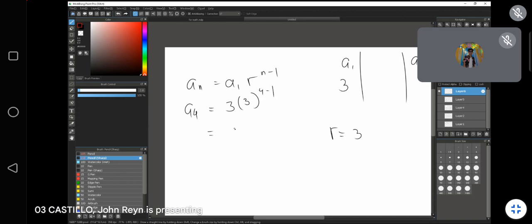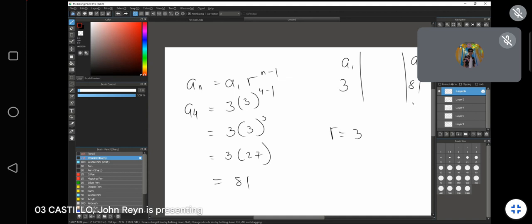So that would be 3 times 3 raised to the power of 3. Then 3 cubed would be 3 times 3 is 9, times 3 is 27. 3 times 27 would be 81. Okay. So that's it.